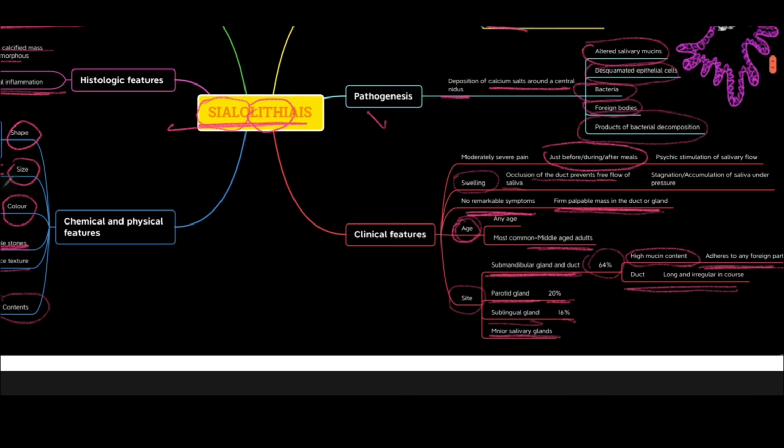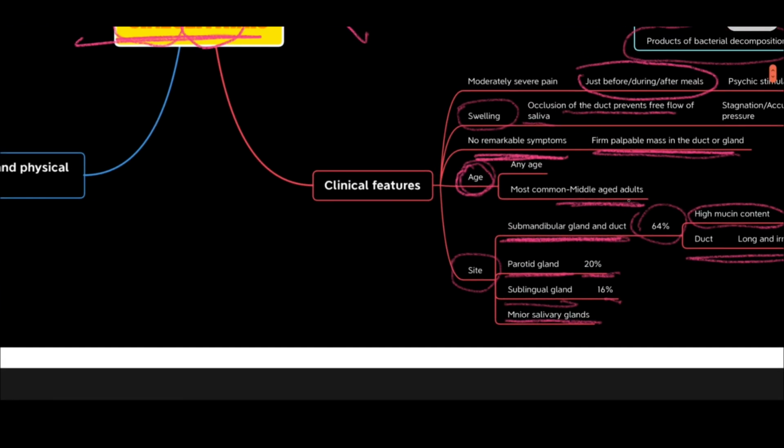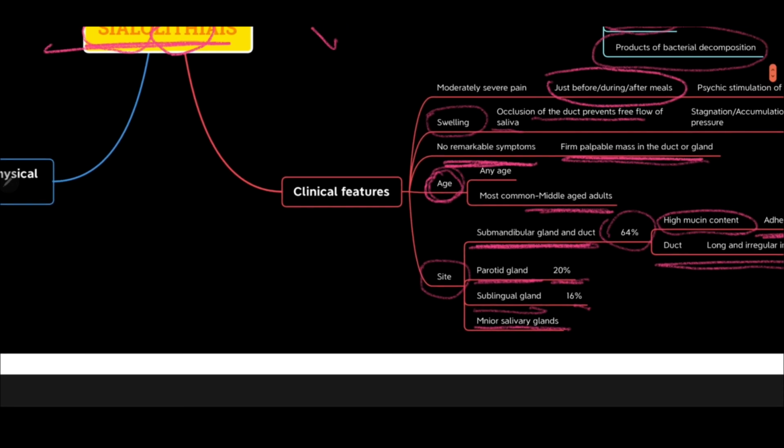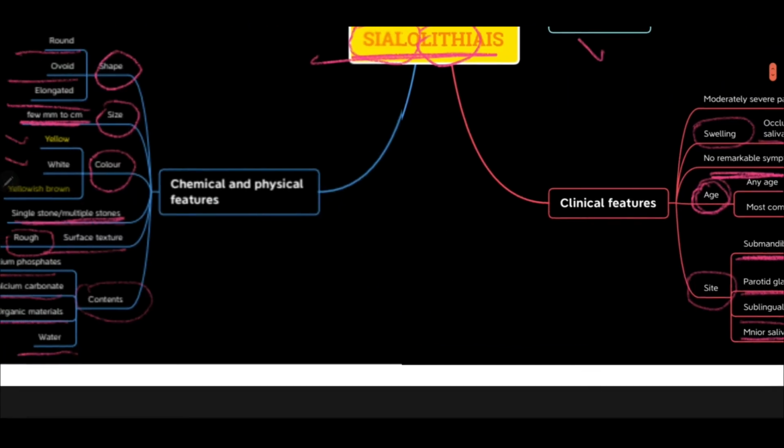Then we talked about the clinical features. It is not necessary that the patient comes with moderately severe pain or swelling, and he could just come with no remarkable symptoms. It could happen at any age, but the most common is middle-aged adults. Then we came to the site. The site of the salivary gland is usually the submandibular gland and the submandibular gland duct. That's because of two reasons, and we know the two reasons.